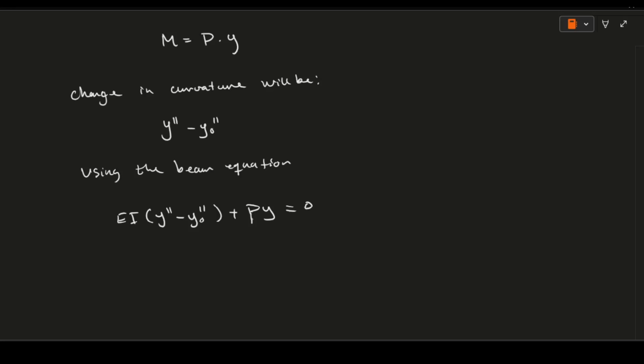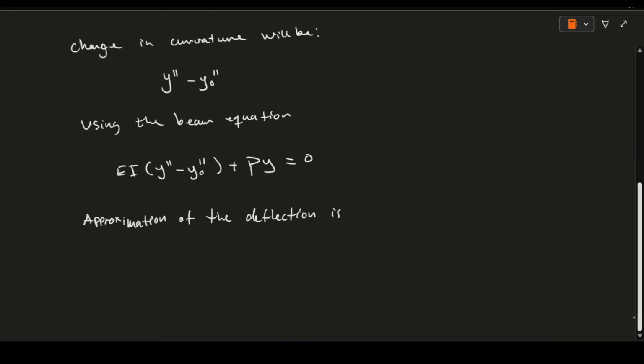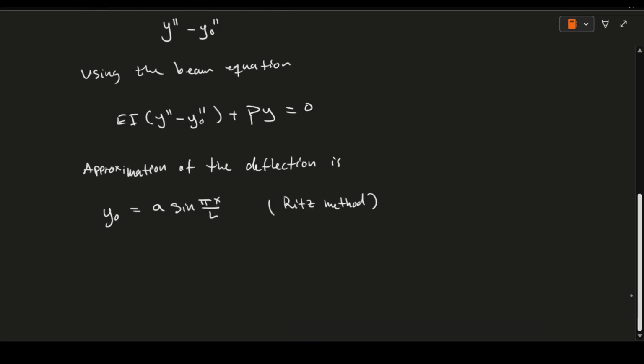For the approximation of the deflection we can use, well, we see that y naught is equal to a sine pi x over L. So if you remember from the Ritz method, we used a similar approximation. Okay.